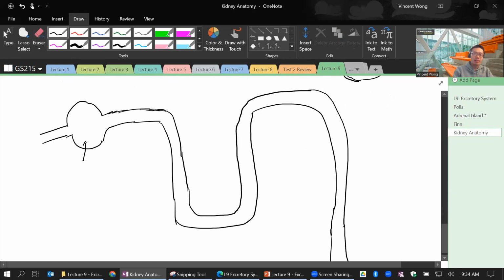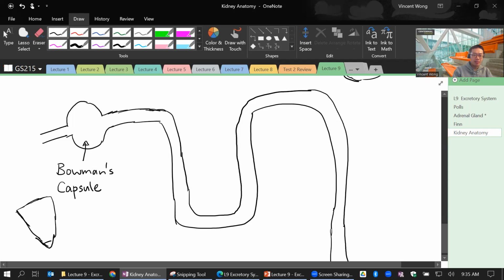So this ball here, that's kind of like the start of it. And this is called the Bowman's capsule. Bowman is probably the person who discovered it. I actually do not know. Capsule. Now, again, this is not to scale. This is not to scale at all. I'm just trying to help you see things.